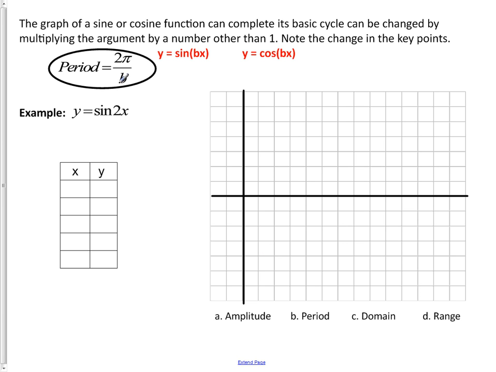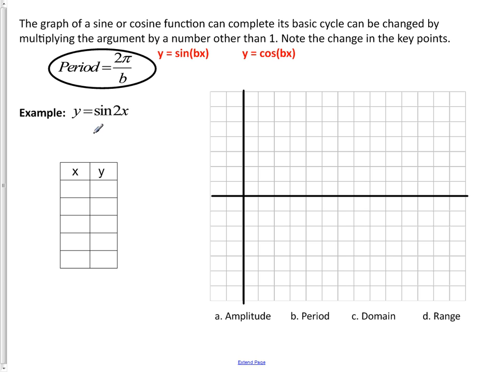So things change a little bit with our sine and cosine function if we change the period. That is, if we change how long it takes us to complete a cycle. And the way that's changed is if we multiply the x value by some number b prior to taking the sine or cosine of it. And the formula for doing that is 2 pi over b.